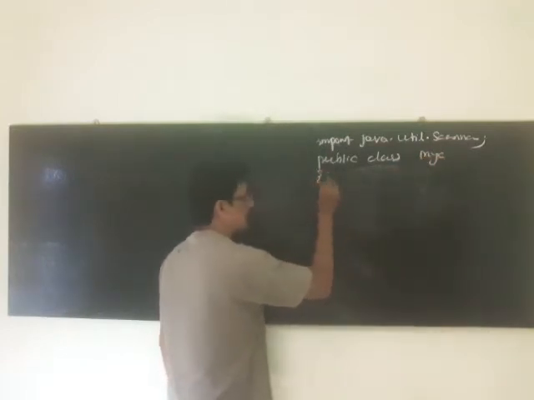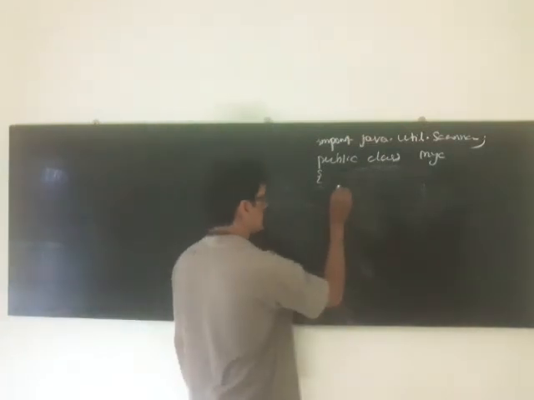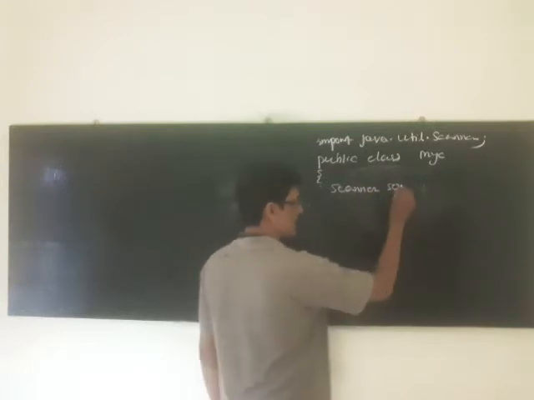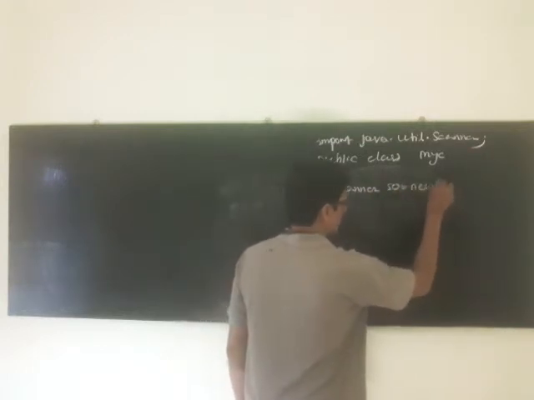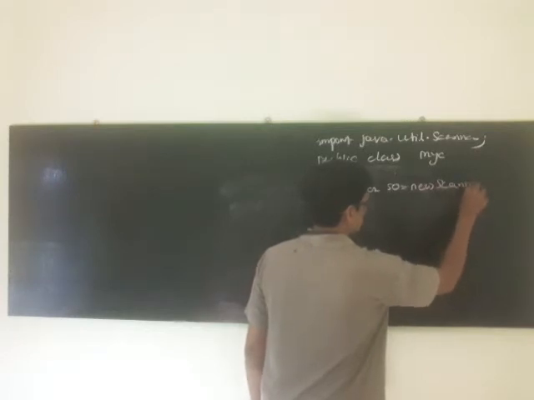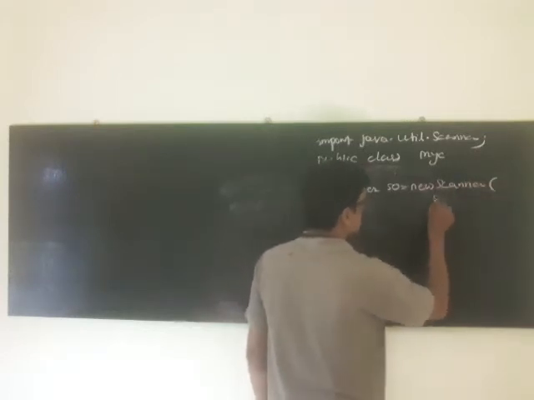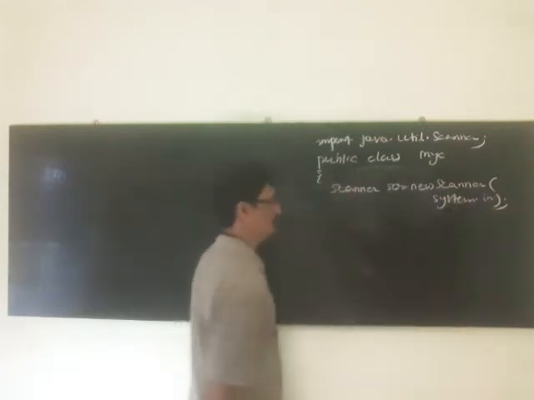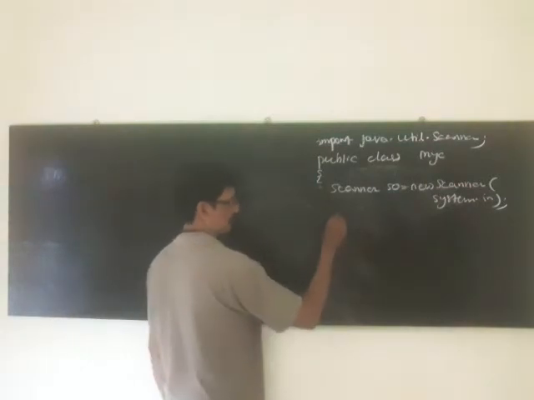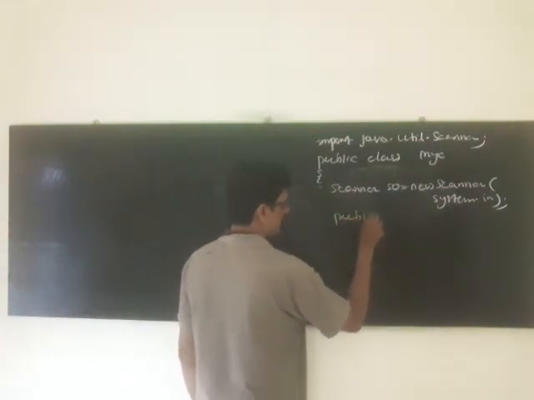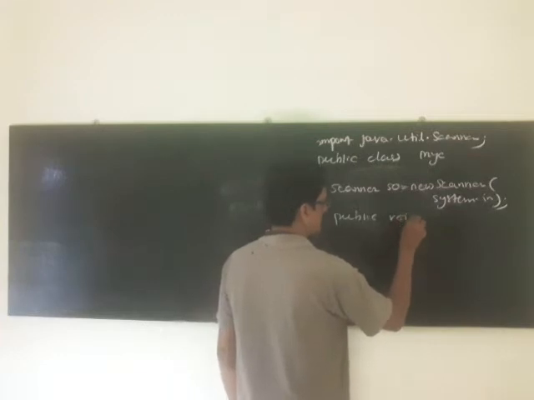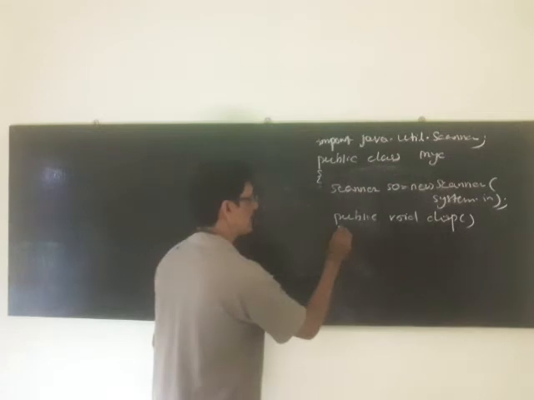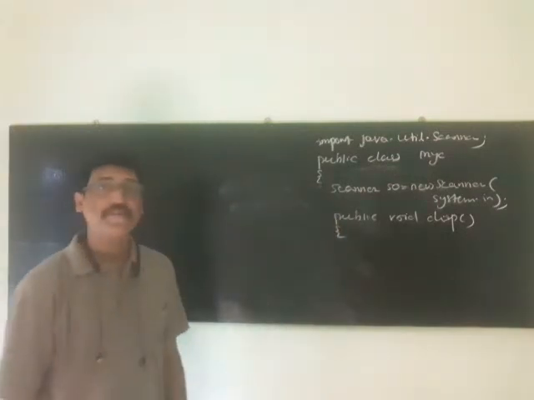Now create the Scanner object. I am taking so is equal to new Scanner within brackets System.in. Take the Scanner. Now we can start the method. Selecting the method public, this is my method. Now this is the time to input the string.